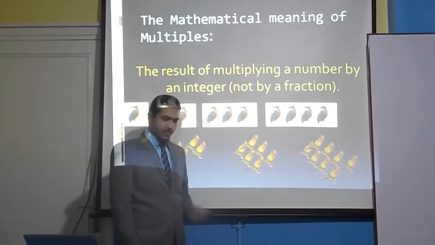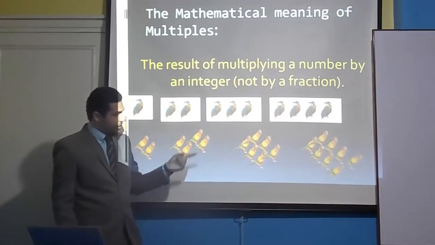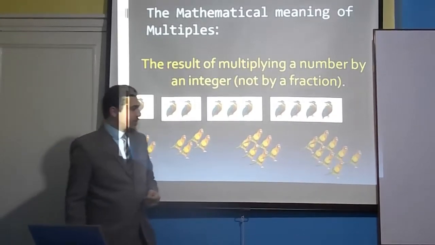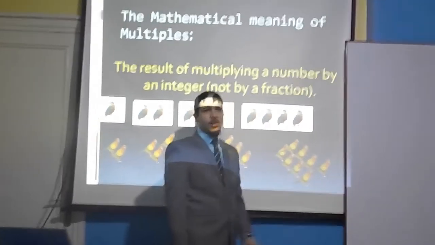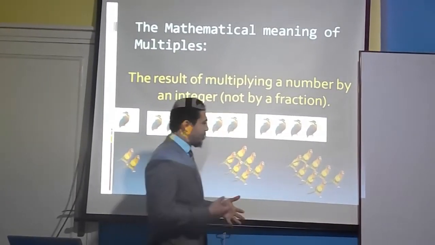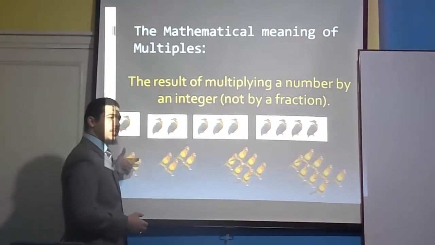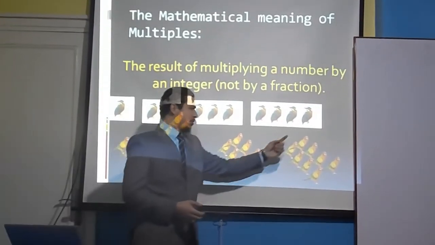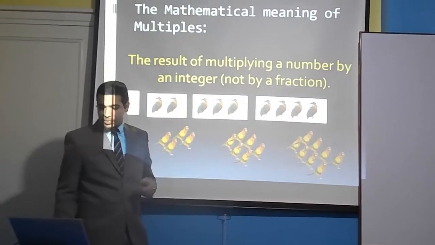And if we repeat the 2 birds 4 times, as we can see on the screen, we will get 1, 2, 3, 4, 5, 6, 7, 8, which means 8. 8 means that we repeated the first 2 birds 4 times: 1, 2, 3, 4. The product of this, 2 times 4, equals 8.